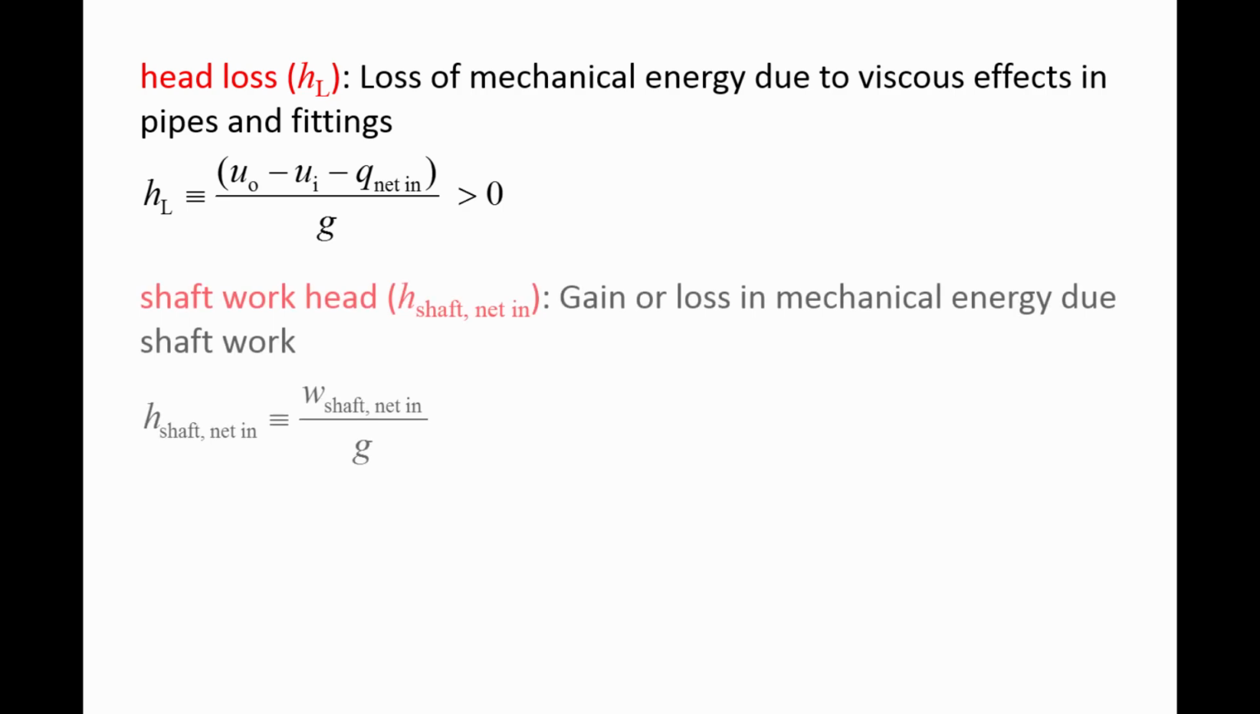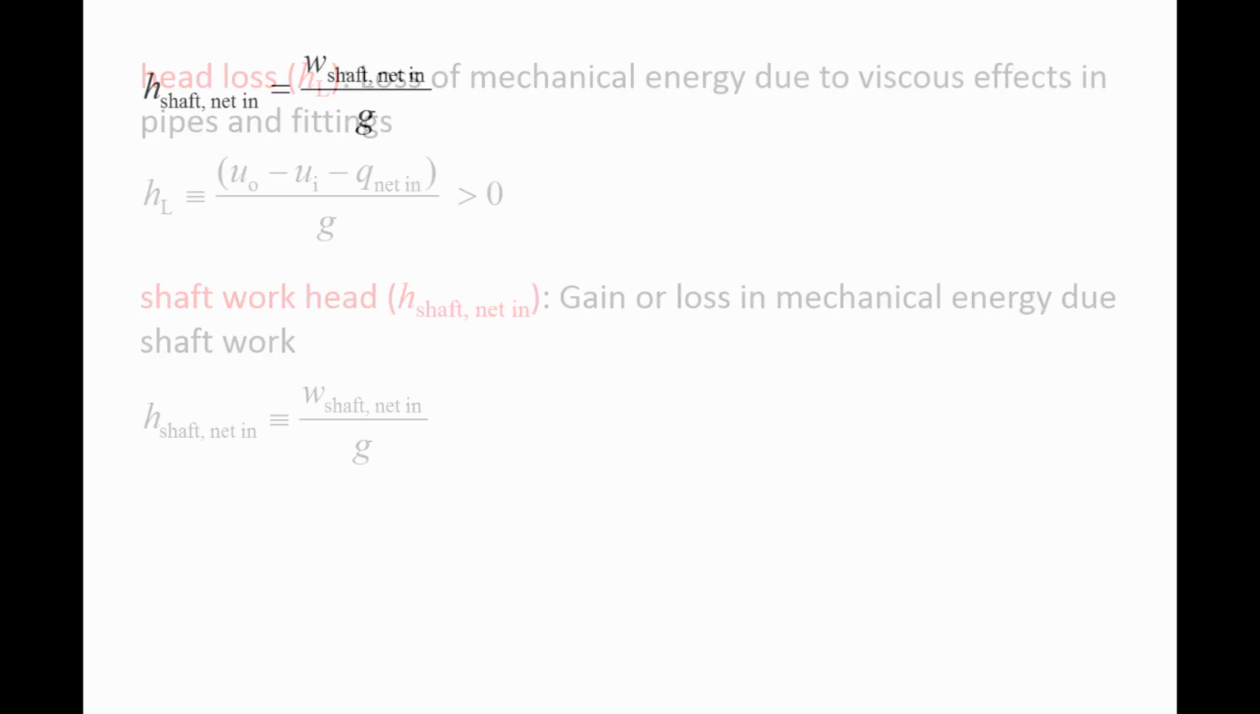The net shaft work in per mass divided by g is called the shaft work head and is denoted with the symbol H shaft net in. This term is related to the gain or loss in mechanical energy due to shaft work. Let's take a closer look at the shaft work head. The net shaft work in per mass is equal to the net shaft power in divided by m dot.